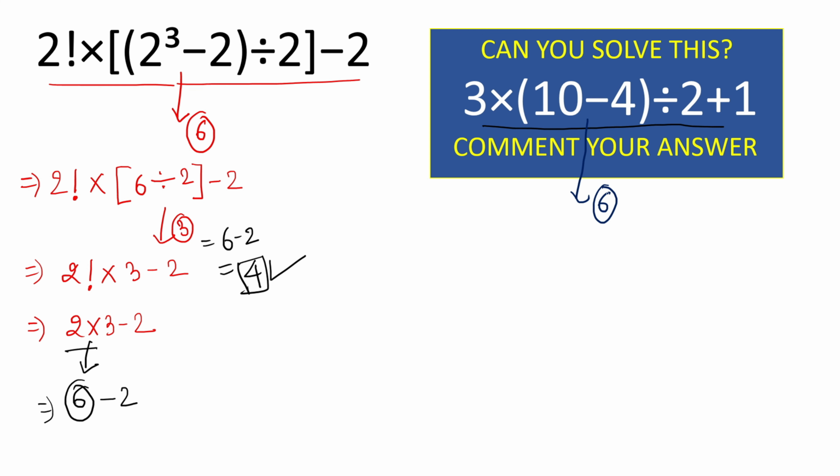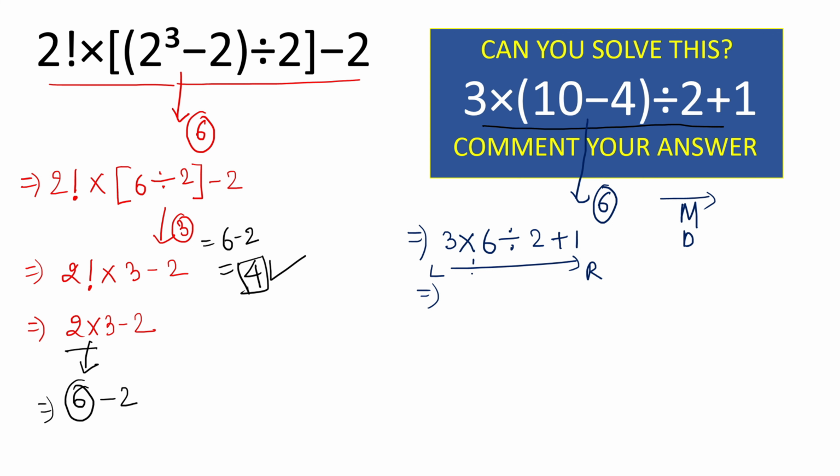So here we can see there is also a parenthesis part, which is 10 minus 4, which will give result 6 here. So we can write 3 times 6 divided by 2 plus 1. Now here three operations are there: the multiplication, division, and addition. And as we know, multiplication and division have the same priority, and we have to solve left to right.